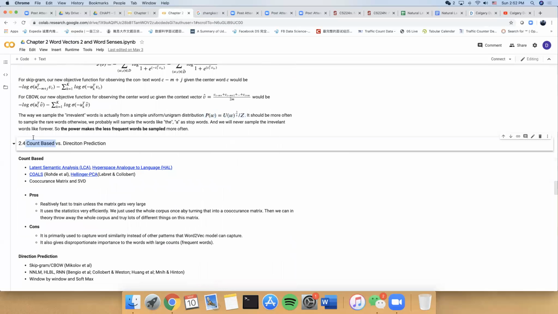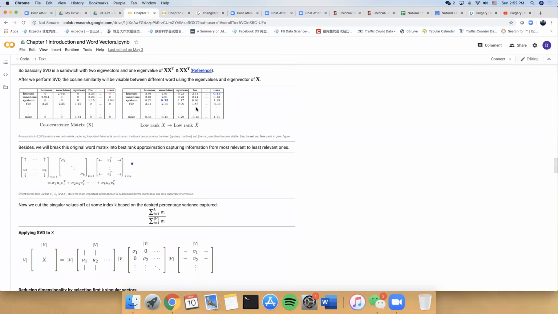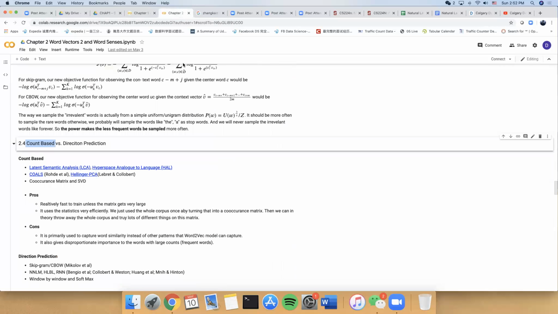Previously, we talked about how we represent a word in chapter 1. We count how many times each word shows up in a specific window, then we put that number into a word matrix. So this is called a frequency or count-based model.